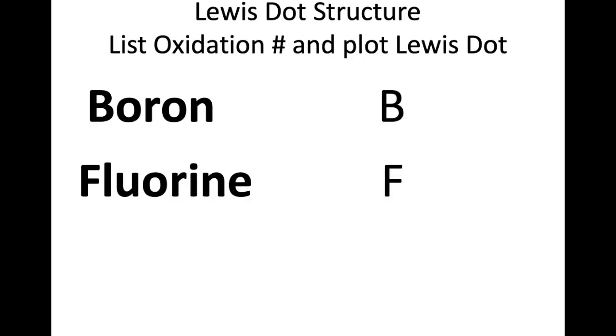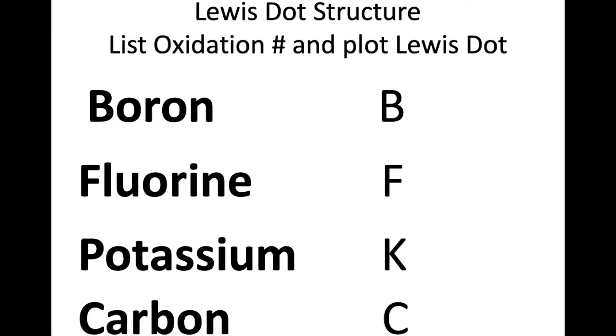So let's walk through 4 more examples. We have boron, fluorine, potassium, and carbon. I also, in this case, want to start looking at what the oxidation number for all of these atoms are, because it's going to help me when I want them to make their perfect match and pair. So boron has an oxidation number of +3, and it has 3 valence electrons, which would create a Lewis structure like this. Fluorine has an oxidation number of -1, and it has 7 valence electrons.